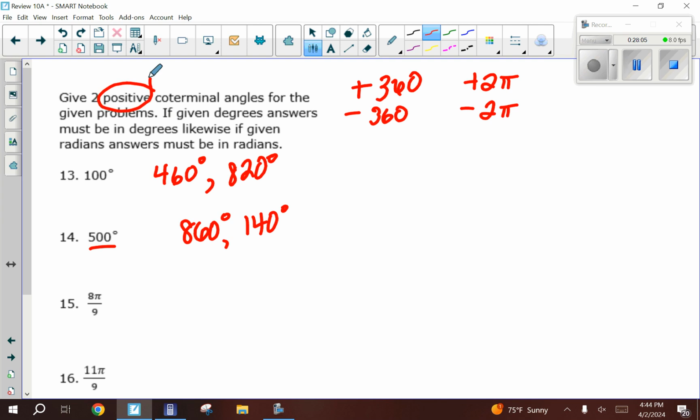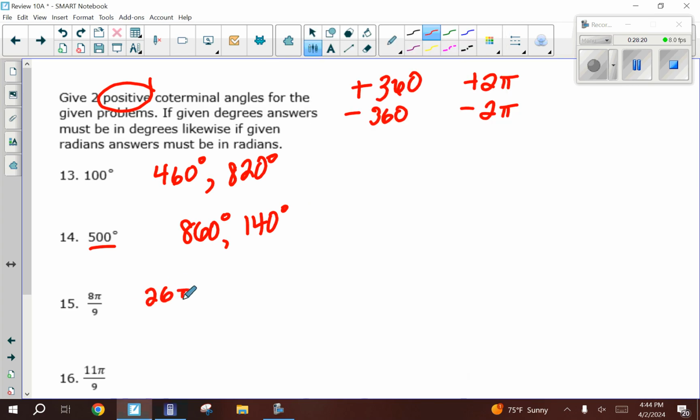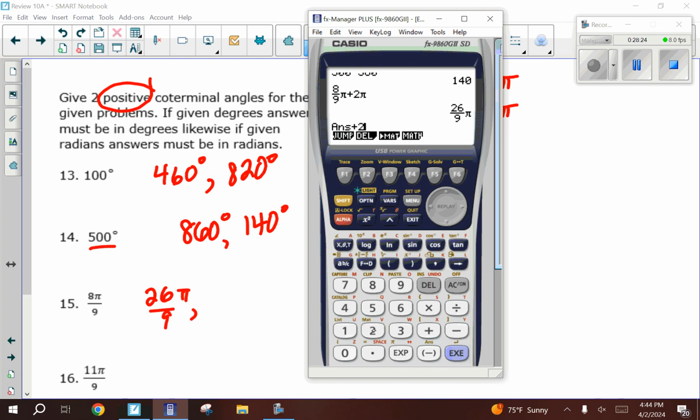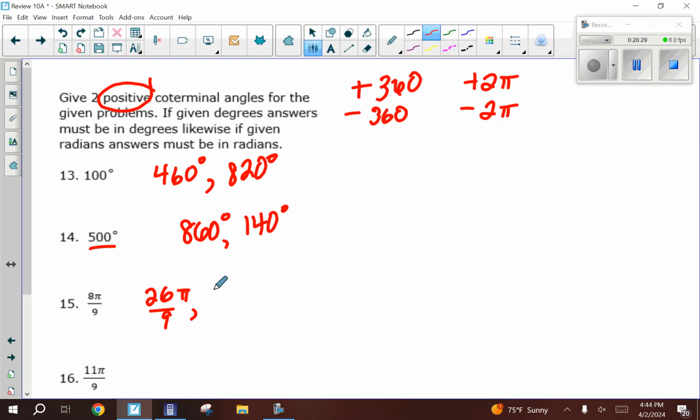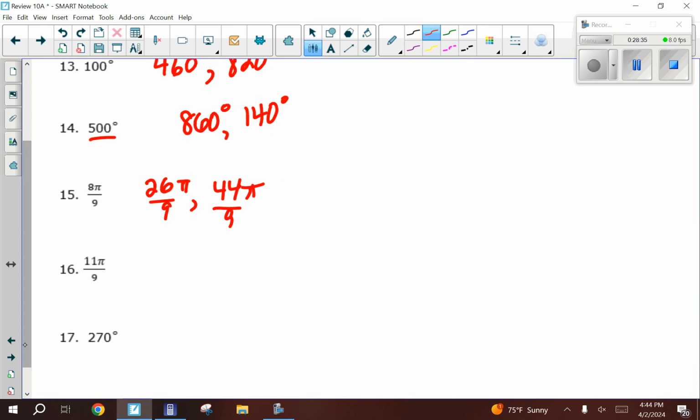Okay, if it's in terms of pi, we just want to add 2 pi, because a full circle, a full revolution, would just be 2 pi. So I'm going to add 2 pi. So this would be 26 pi ninths. And then I'm just going to add 2 pi again. And that's 44 pi ninths, 44 pi over 9. Next is 11 pi ninths.